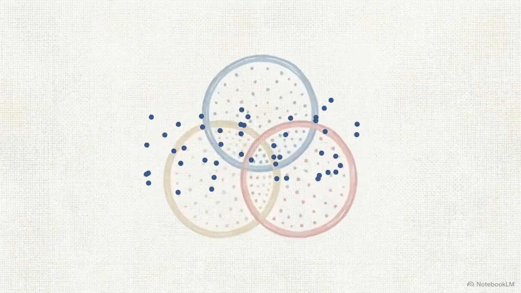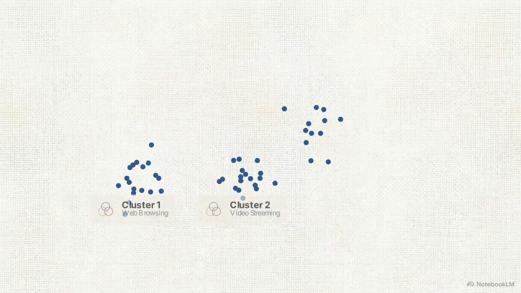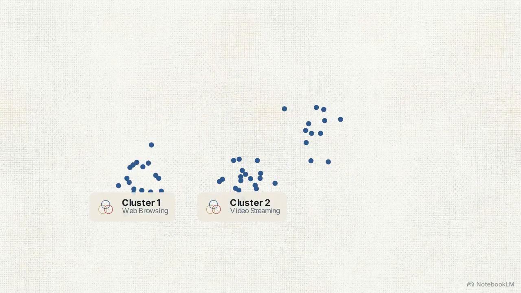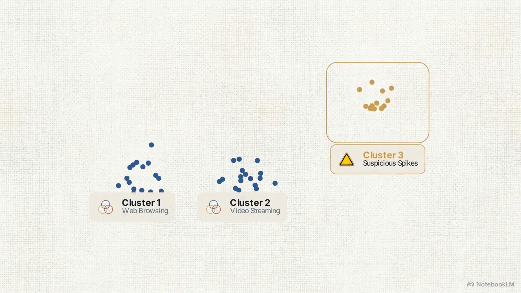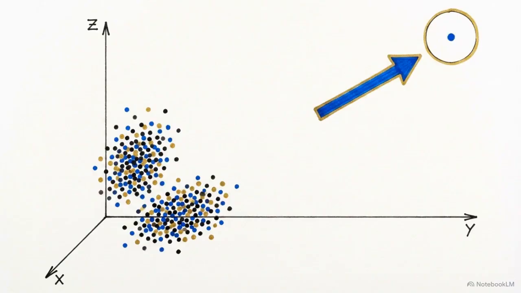In this traffic table, Cluster 1 and Cluster 2 represent standard, benign baseline activities. These capture normal web browsing and routine video streaming. Then we identify Cluster 3. This captures suspicious spikes, unusual access times combined with high volume activity, visually isolated from the normal groups. This spatial isolation is critical for defense. It detects zero-day threats and insider attacks without needing to know what the specific attack is in advance.